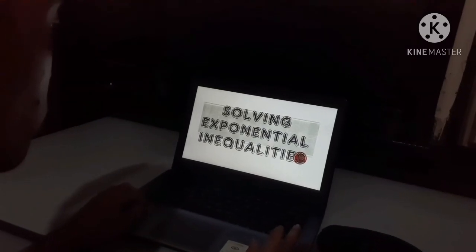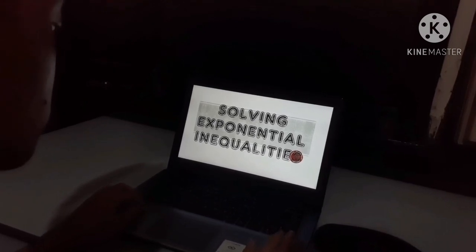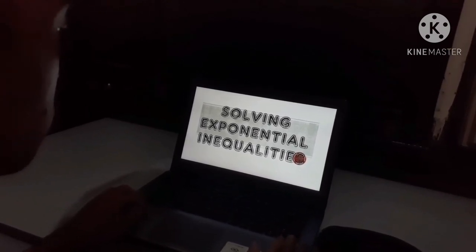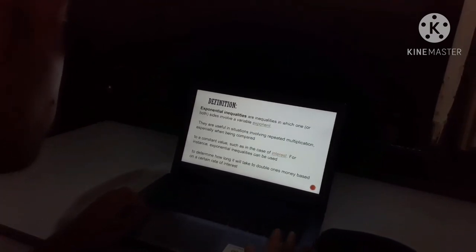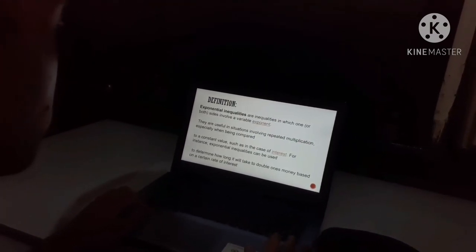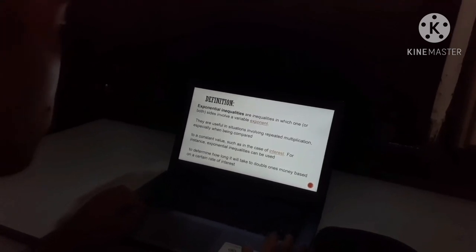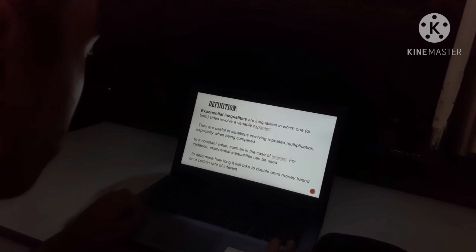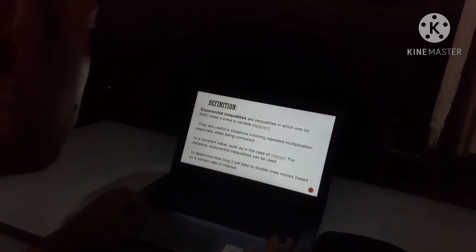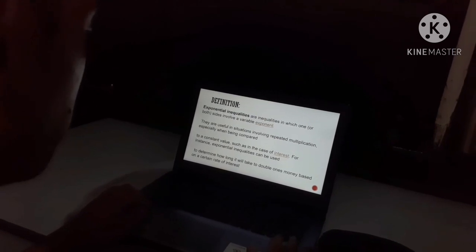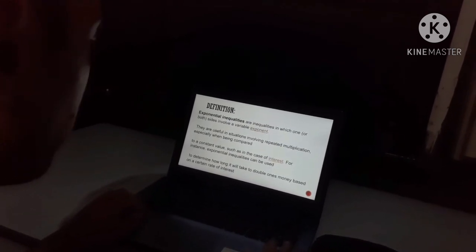The topic that we are going to talk about is solving exponential inequalities. So what are exponential inequalities? Definition. Exponential inequalities are inequalities in which one or both sides involve a variable exponent. They are useful in situations involving repeated multiplication, especially when being compared to a constant value, such as in the case of interest.